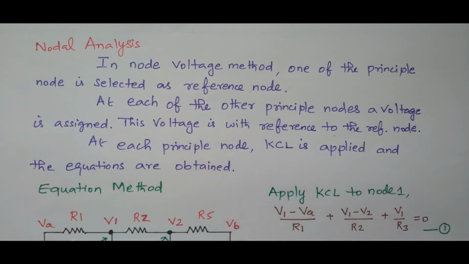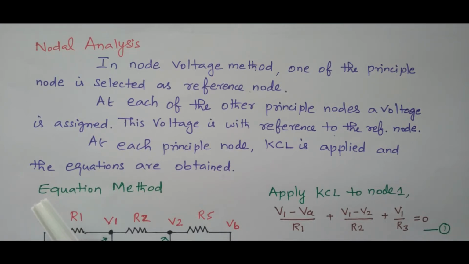The nodal analysis is the method to find the voltage at a given node. A node is nothing but a junction point. At a junction point we can find the voltage by using Kirchhoff's current law. By using Kirchhoff's current law we can find the voltage at the given node.